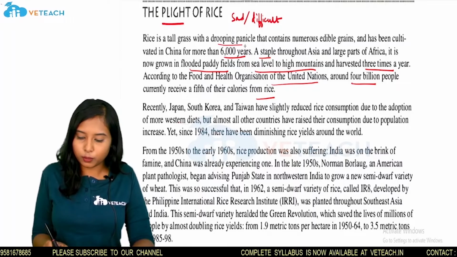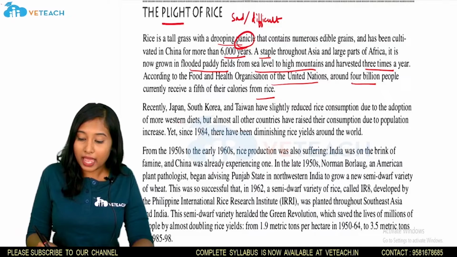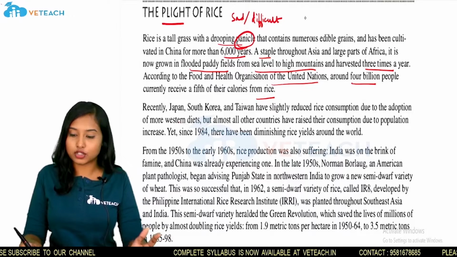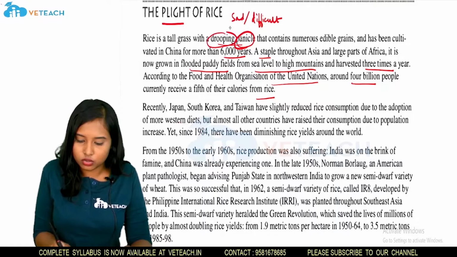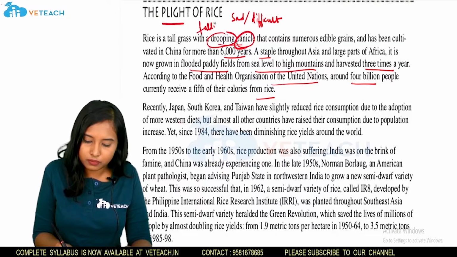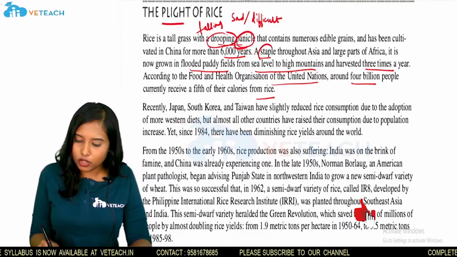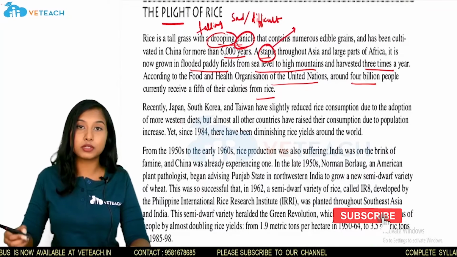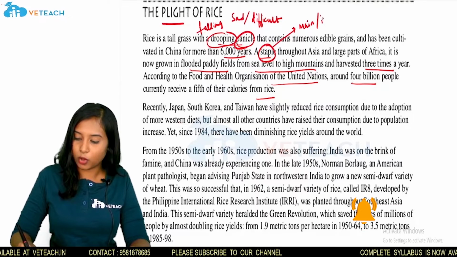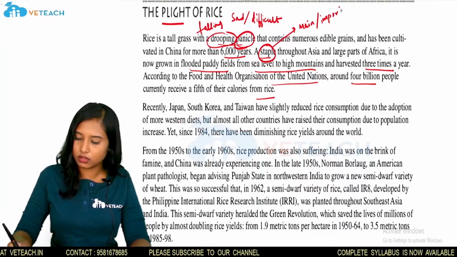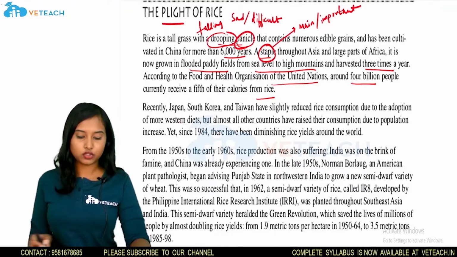Now what is the meaning of the word panicle here? Drooping panicle: a panicle is a branching cluster of flowers. What is drooping? Drooping is falling. And what is the meaning of staple here? I'm sure you know this, but let me go ahead and tell you. Staple is main or important.